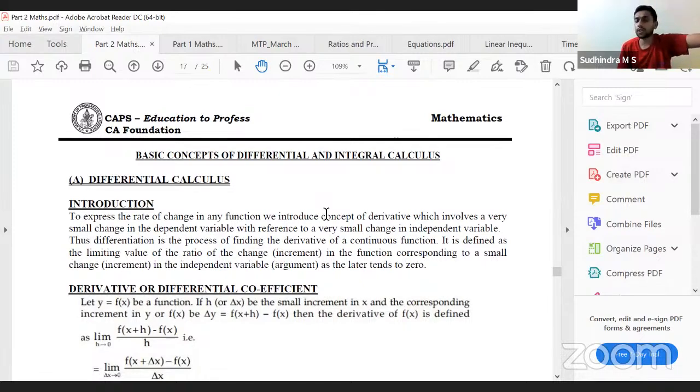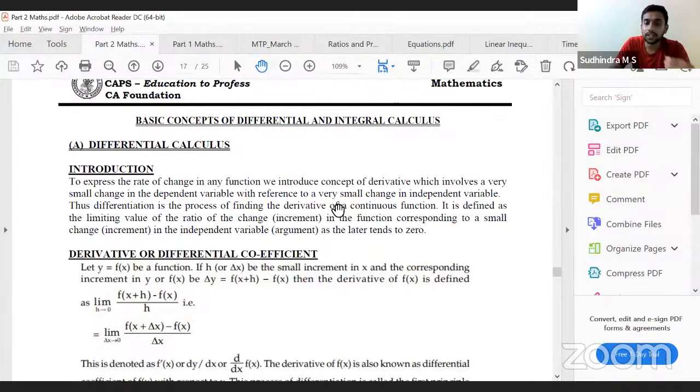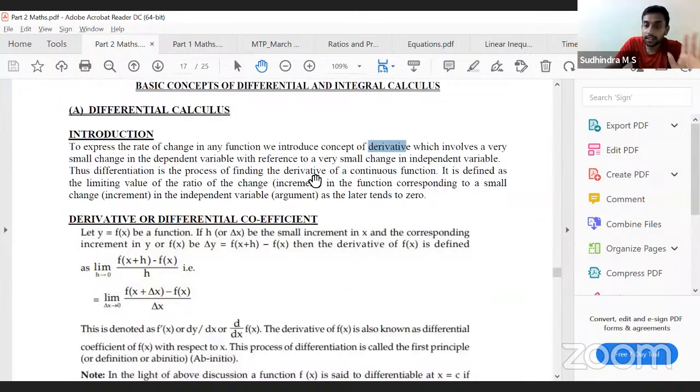What is differentiation? What is integration? Don't break your head. In differentiation, using the derivative, we identify the relationship of the change in one variable with regard to the change in the other variable. That is differentiation. The opposite of it is integration.